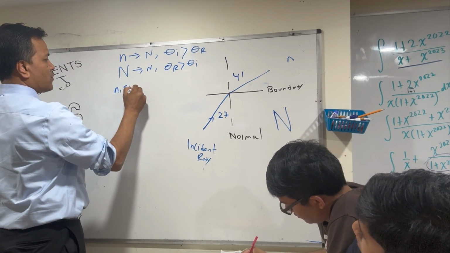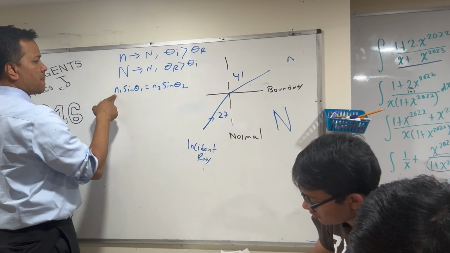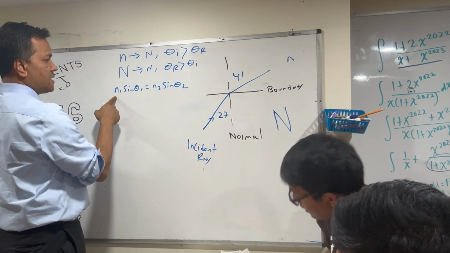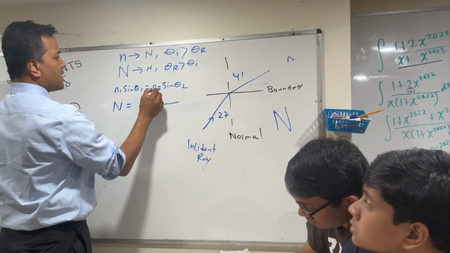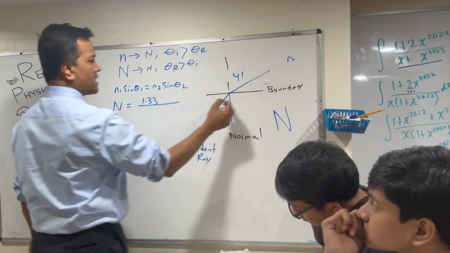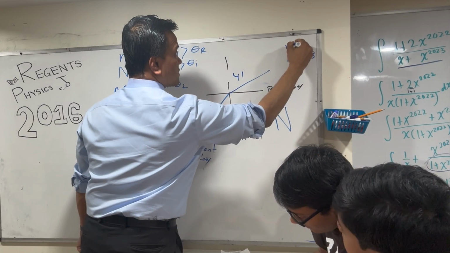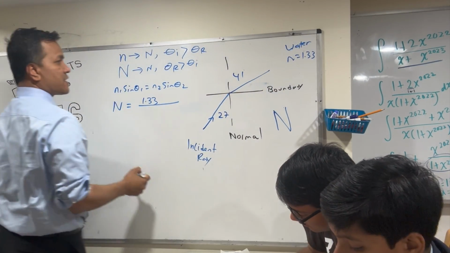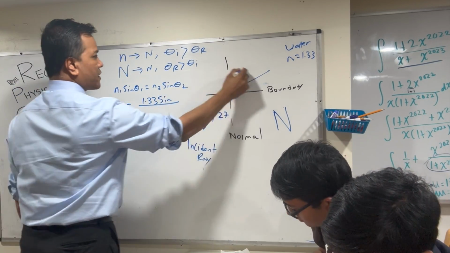N1 sine theta 1 is equal to N2 sine theta 2. N1 is the big one, right? That's what we were trying to find. So then I'm going to give you N2, which is 1.33, because this is water. The index of refraction for water is 1.33. Sine 41, is that right?